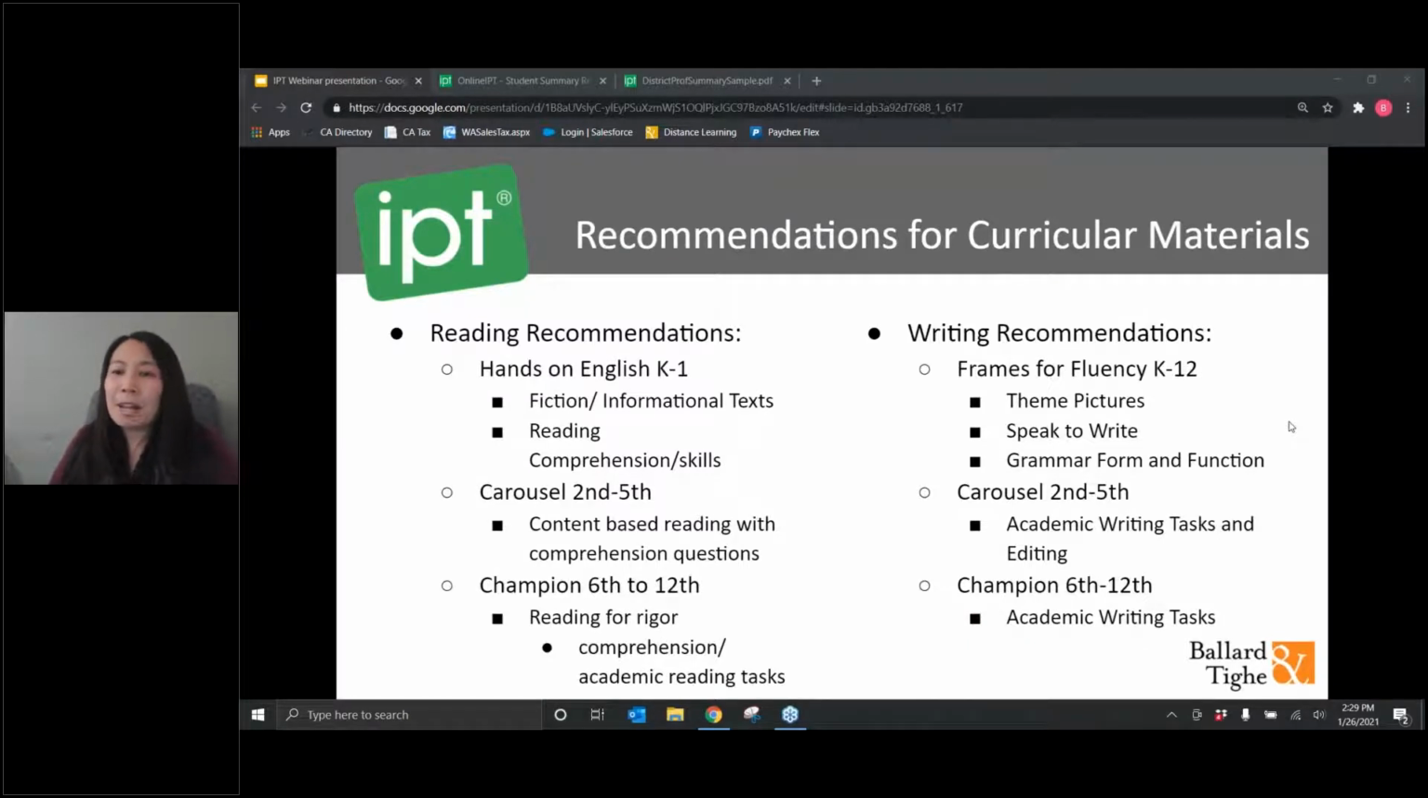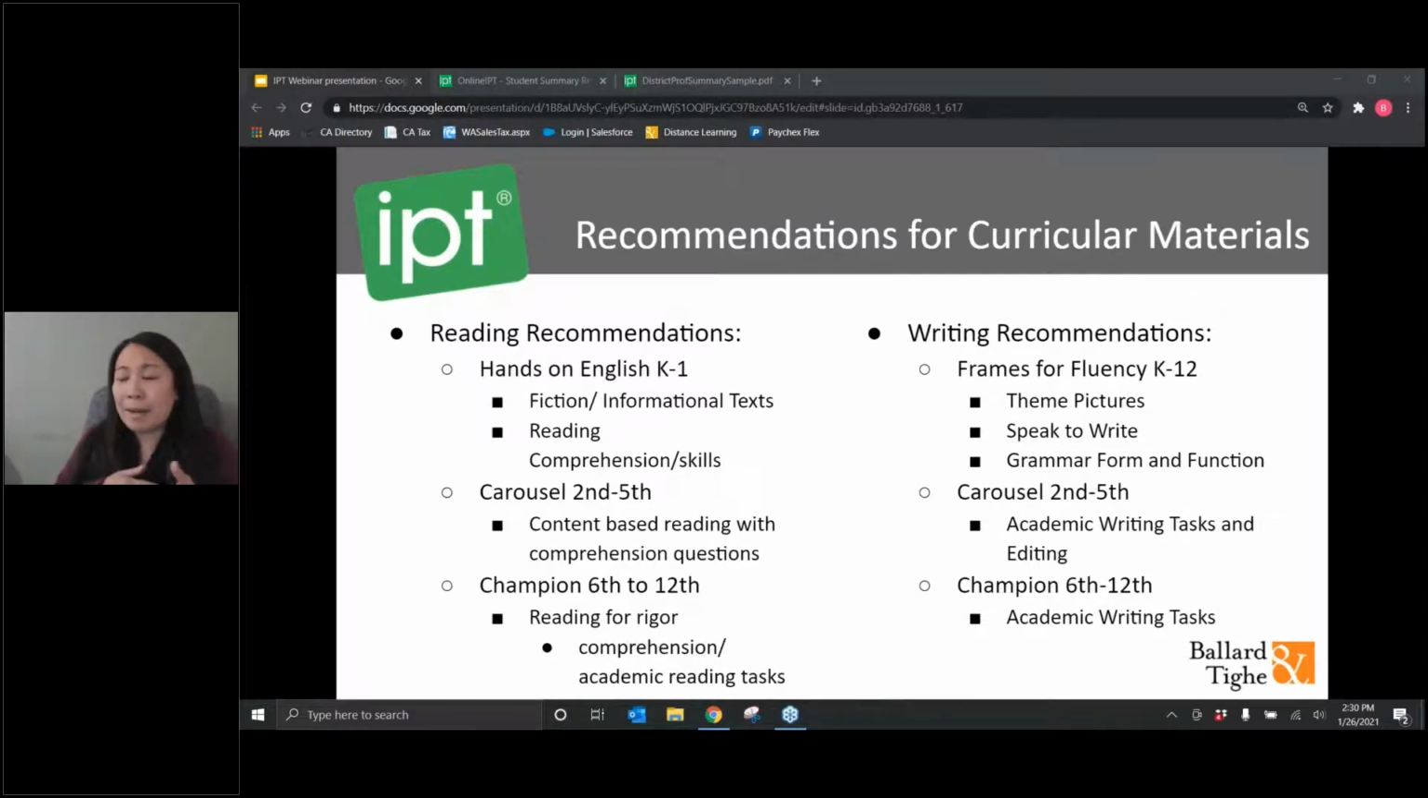All right. So when we talk about recommendations for curricular materials, Ballard and Tighe, we have a lot of curriculum, and a lot of them are really strong in the philosophies of grammar, form, and function, as well as different genres of text. So for reading recommendations for kindergarten, first, maybe even second graders, so the littles, I hear from teachers that Hands-On English is really great at balancing fiction and informational texts. Reading and comprehension skills are definitely worked on. Sequencing, cause and effect, these types of skills are really great for students, and they are practiced within Hands-On English.